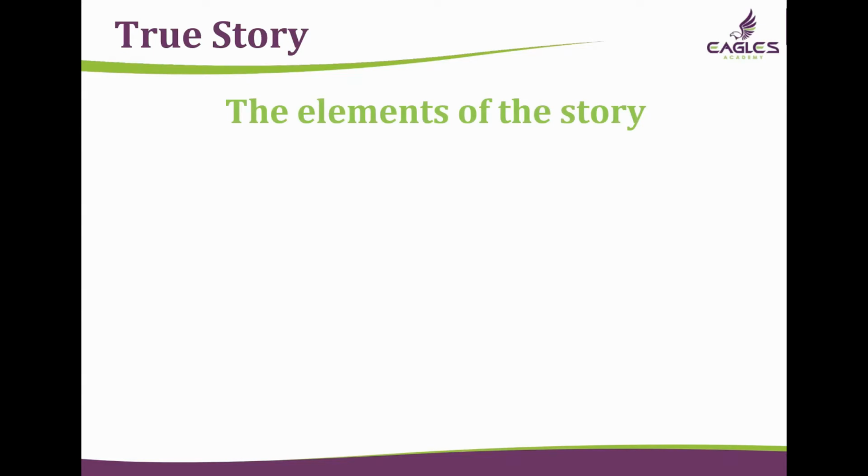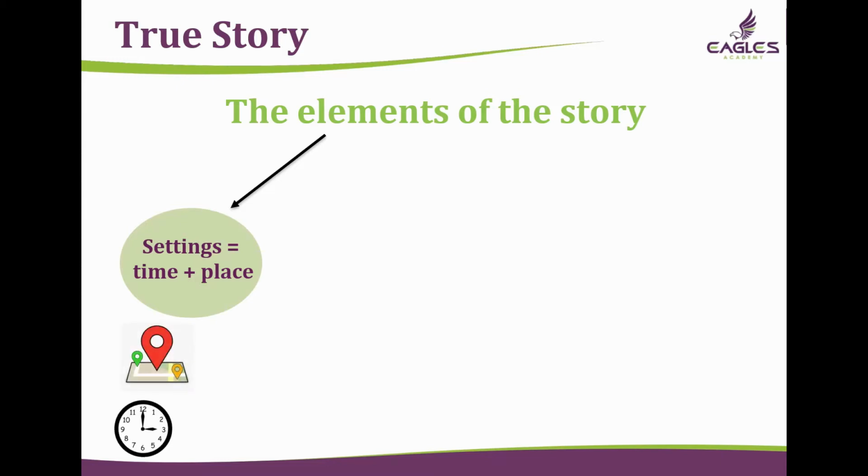We have to know the elements of the story. We talked about that previously in a fictional story. Listen, do you remember that? Do you remember the elements of the story? How many elements do we have? We have 4 elements. What are they? Firstly, we have settings. What do we mean by settings? Settings means time and place.